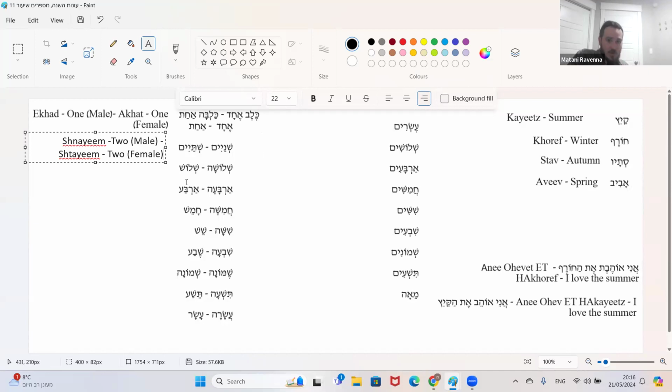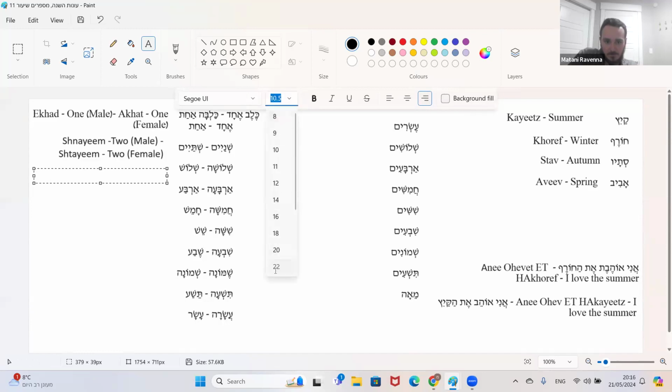I'm moving my cursor around it right now. The male version will be shlosha. Let's say I'm with Max and Noam here. We're 3 dudes. Anachnu shlosha. We are 3.